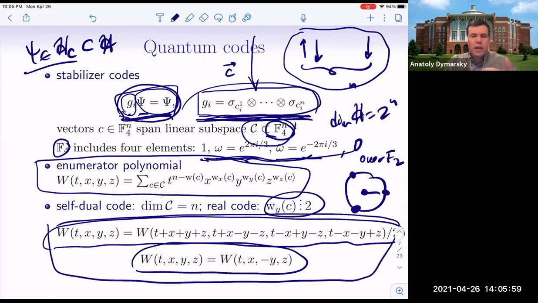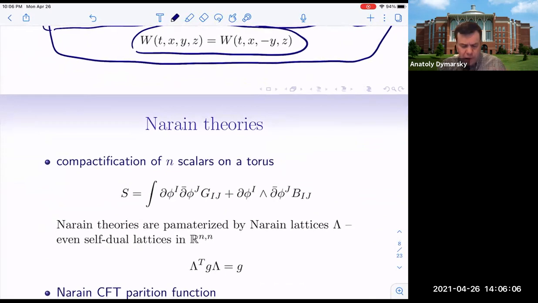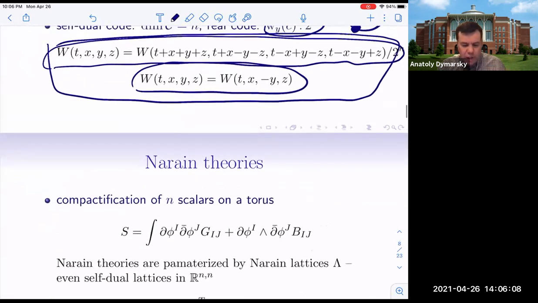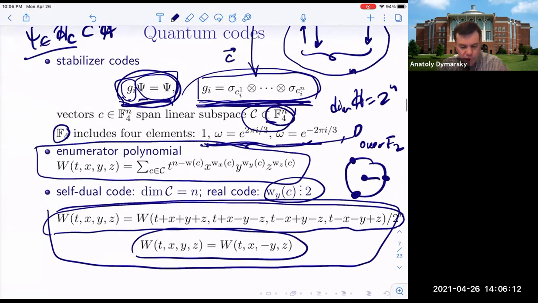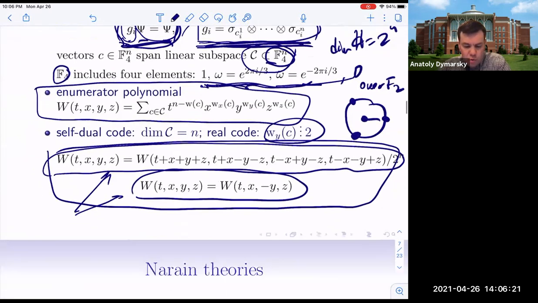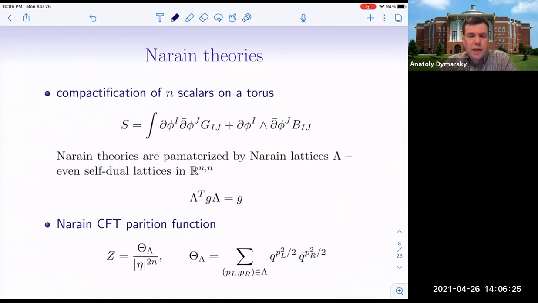And of course, you can recognize why you have those 2 identities, because at the next slide, maybe I'll skip the slide. Well, okay, let's remember that we have quantum codes of particular kind, and those codes, their enumerator polynomial satisfies 2 identities. And at this point, I want to connect quantum codes to particular CFTs, which are Narain CFTs. And I have a slide reminding you what Narain CFTs are.